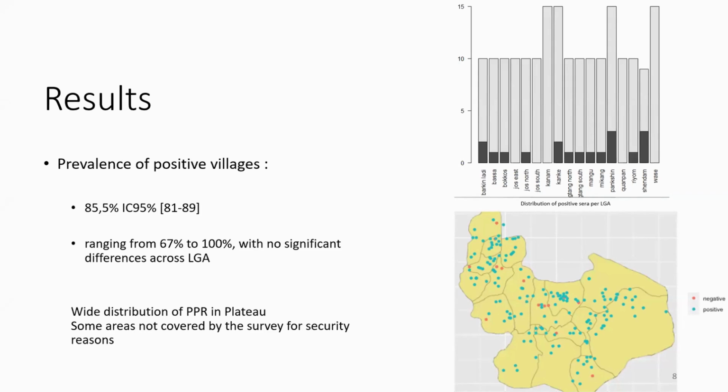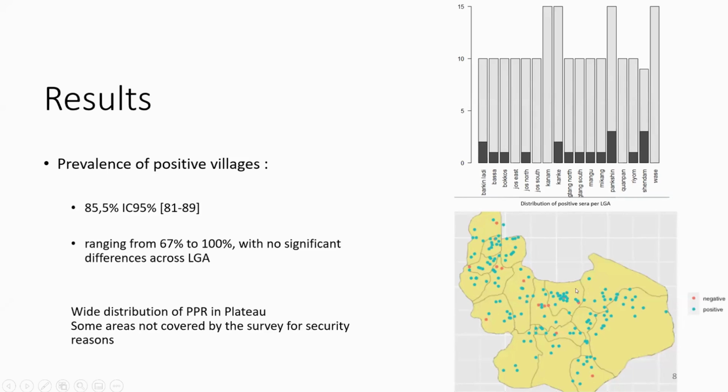If you look at the bar chart here, these dark lines indicate the number of negatives. In the case of Jos South, Pankshin, and Wase local governments, all the animals that were sampled were found to be positive for PPR, while in Pankshin and other local governments, these dark lines indicate the percentage of negatives.